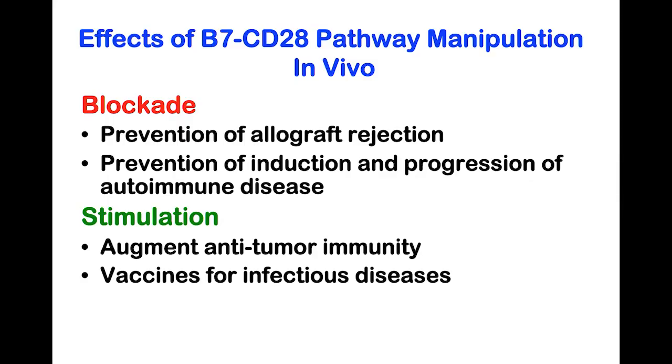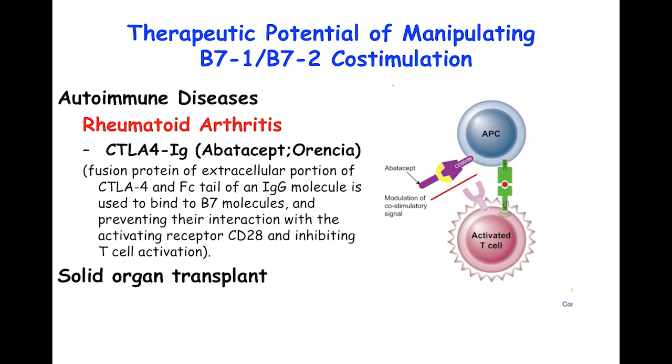In addition, blockade of this pathway has been followed by taking these B7 molecules and using them as adjuvants to promote vaccines for infectious diseases. And some of the earliest anti-tumor approaches were to put these B7 molecules into tumors to drive and stimulate the immune system. What has translated to therapy is a soluble form of CTLA-4, the high affinity receptor.